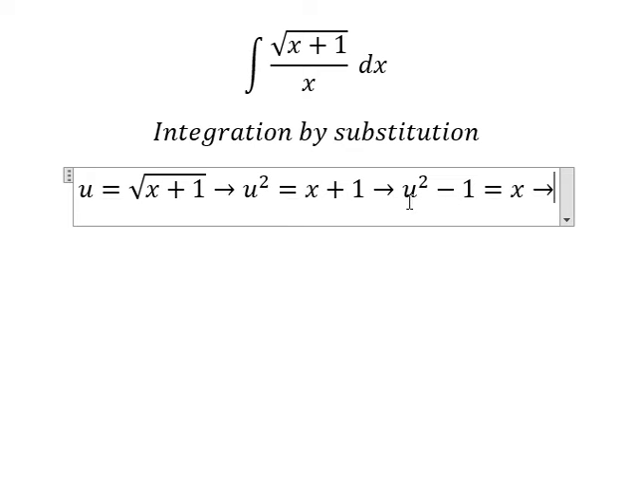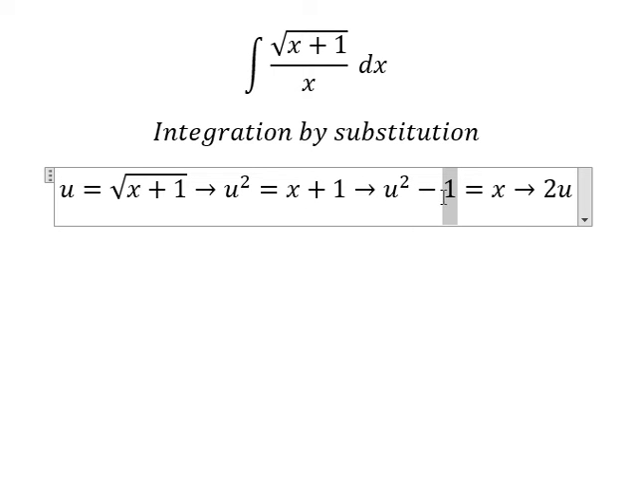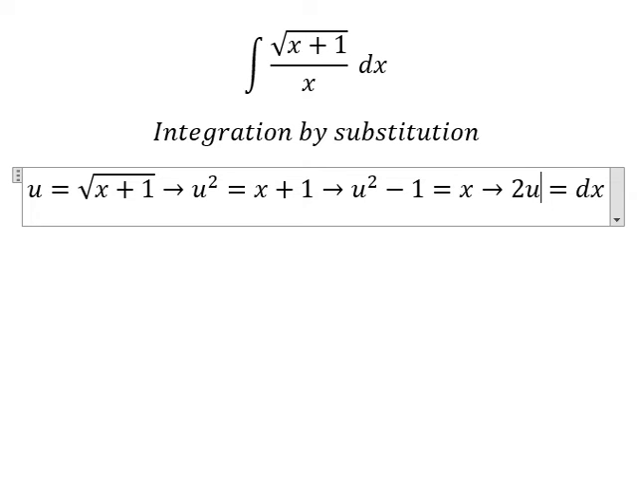Next, we need to take the first derivative of both sides. The first derivative of u squared is 2u. This one is a constant, so you get 0 here. The first derivative of x is number 1, so we have dx.